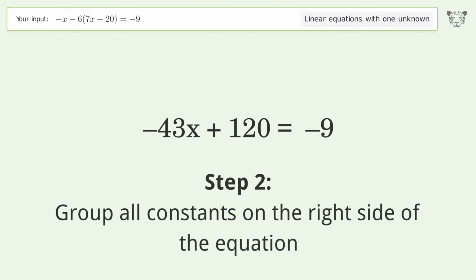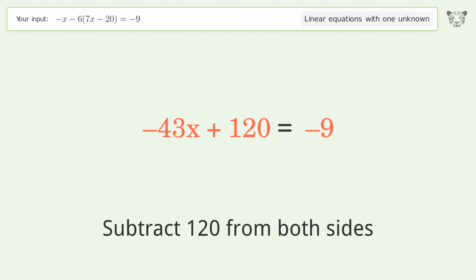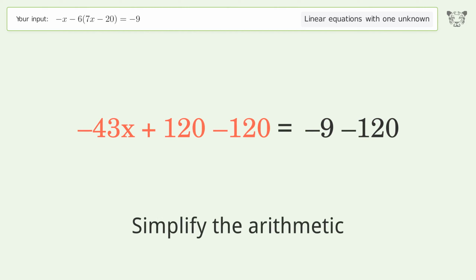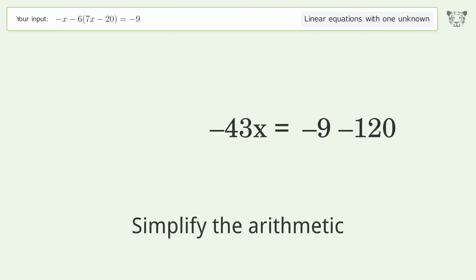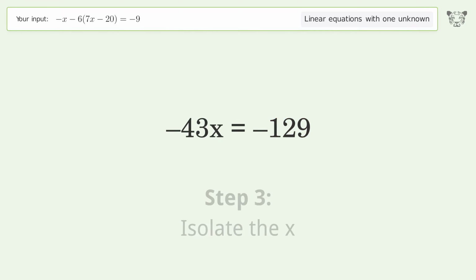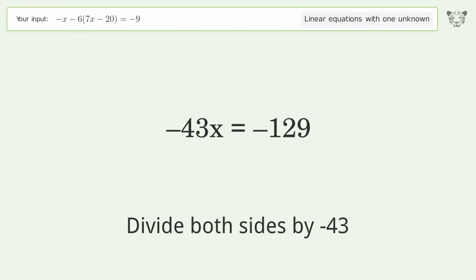Group all constants on the right side of the equation. Subtract 120 from both sides. Simplify the arithmetic. Isolate the x. Divide both sides by -43.